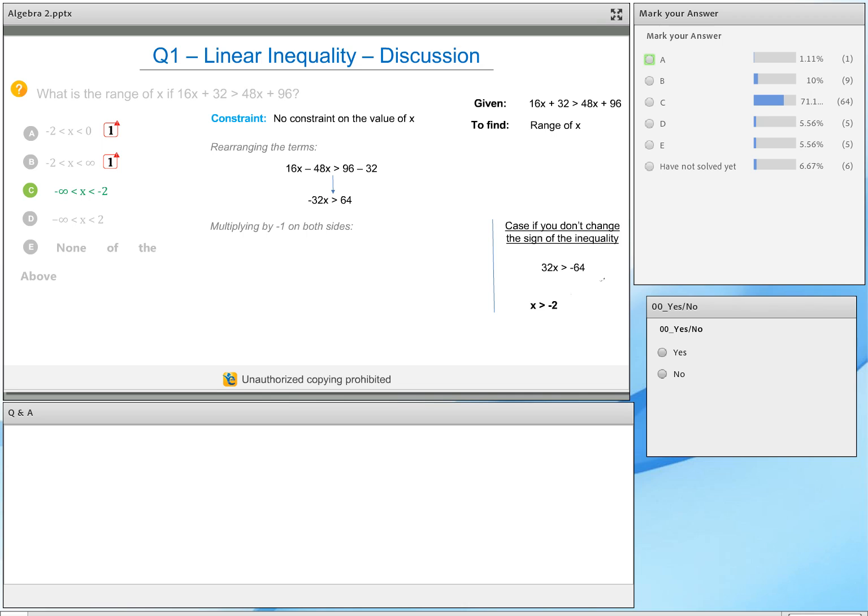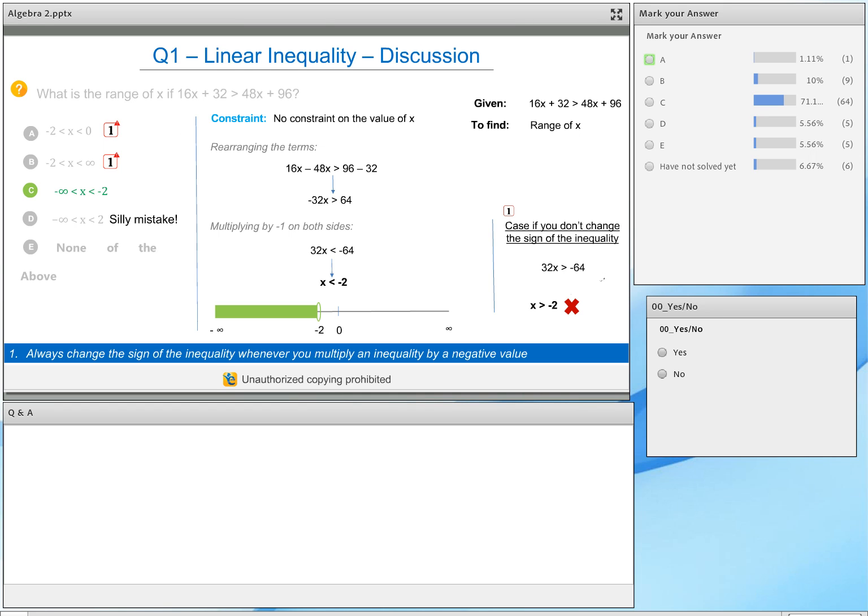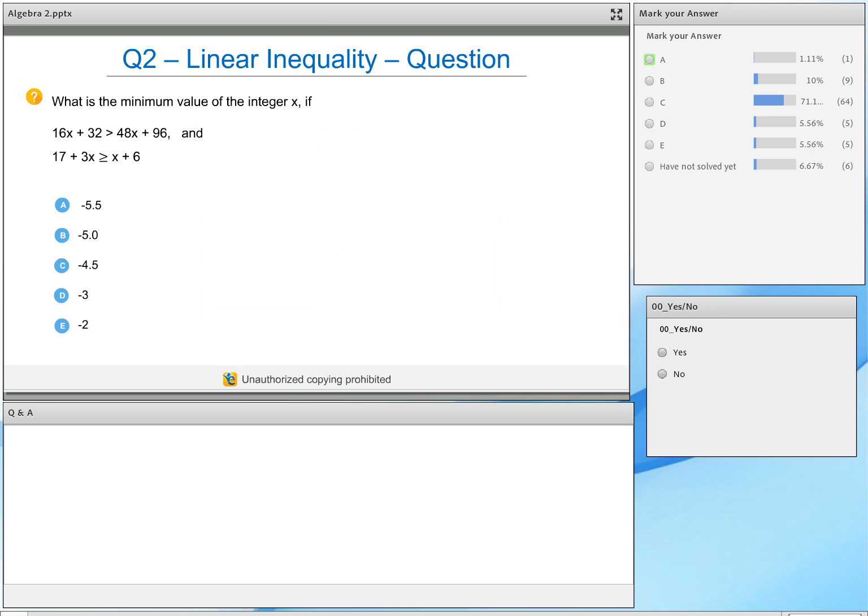So what you get over here is 32x is less than minus 64, which means x is less than minus 2. For anyone who selected choice B, you did not flip the sign of the inequality. That's why you faltered. The correct answer is x is less than minus 2, and choice C is the correct answer. Relatively straightforward. Now let's take a look at question number 2.